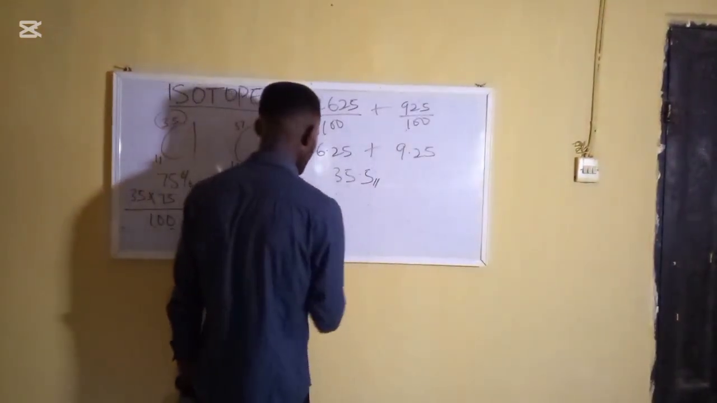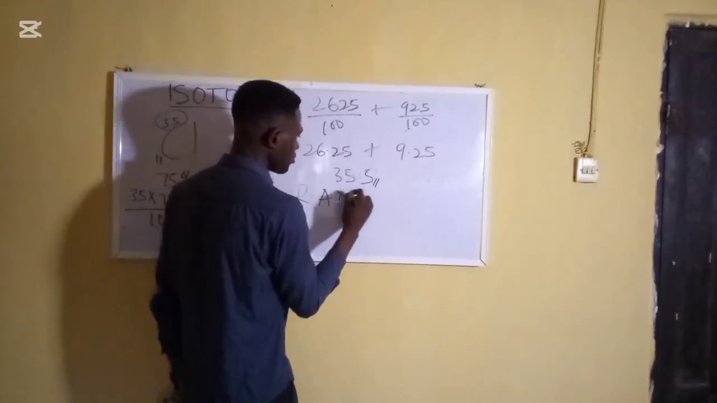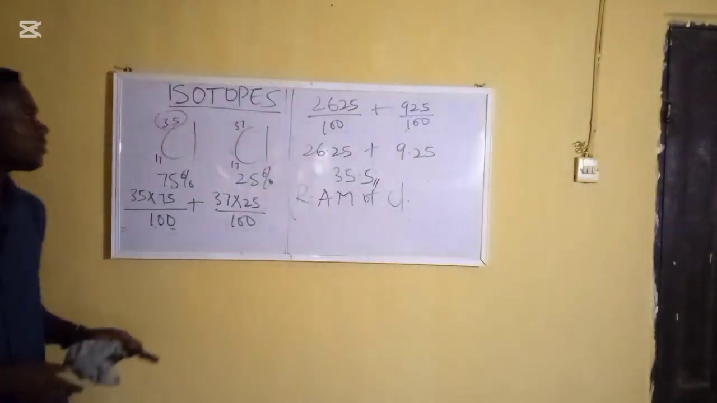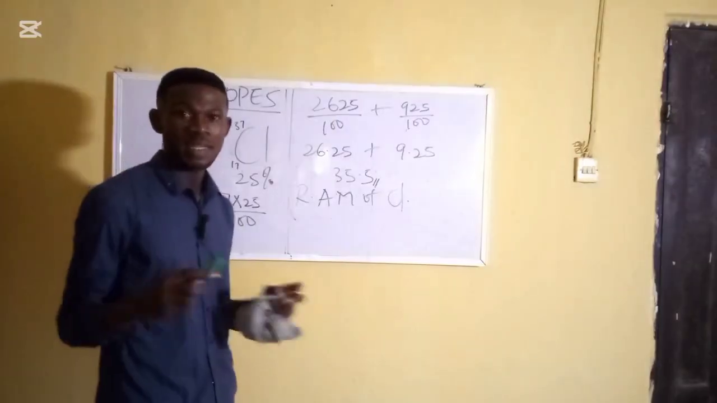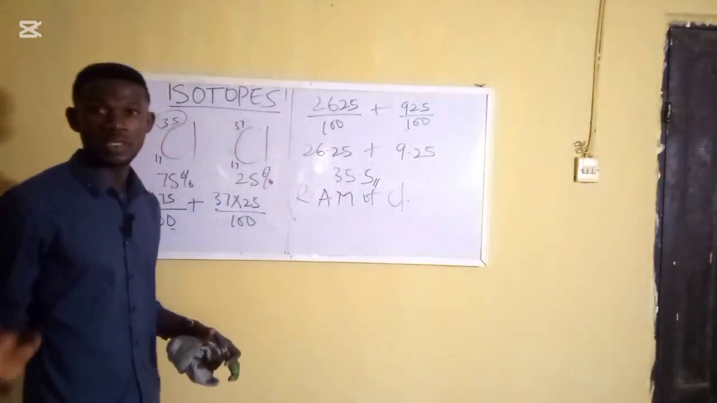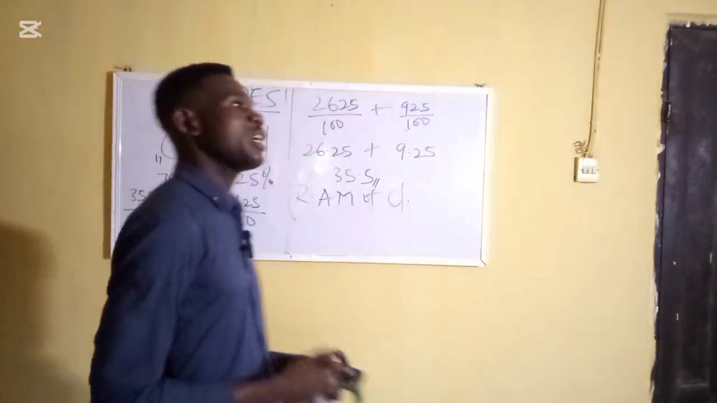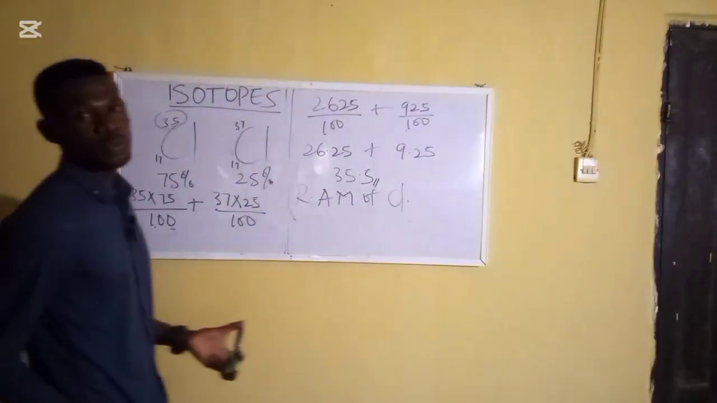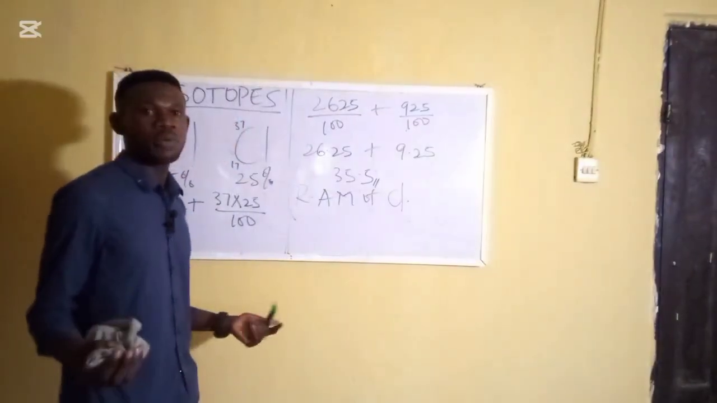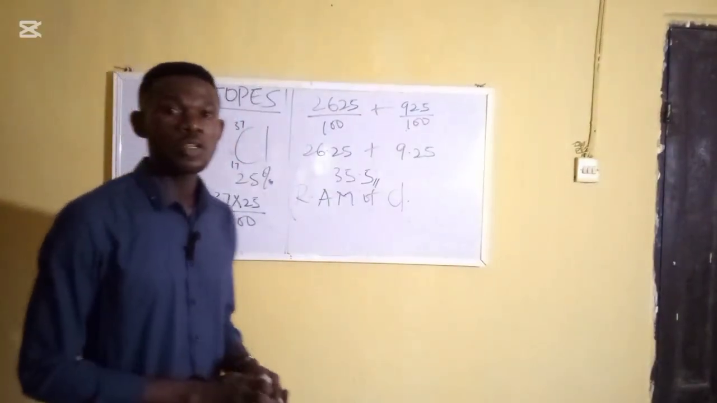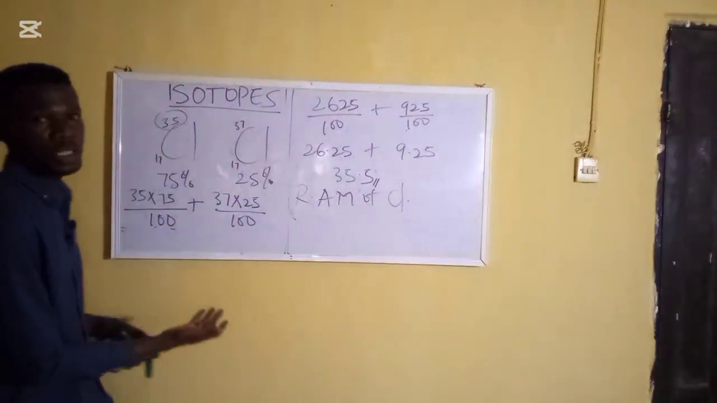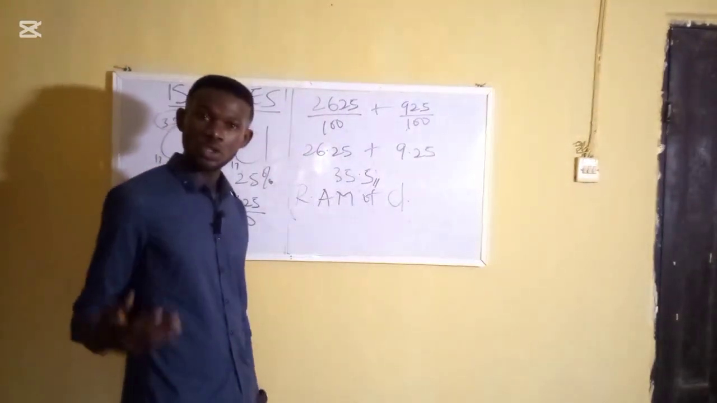So this is the relative atomic mass of chlorine, the chlorine atom, 35.5. That's how to carry out the calculation based on percentage. Yes, based on percentage. Now we can actually go further to carry out more calculations. This time around, we can carry it out based on ratios. We've done the one of percentage. Now let's carry out based on ratios.